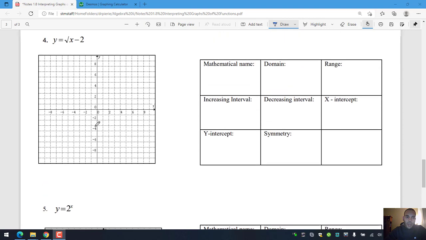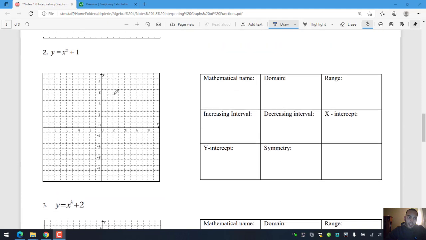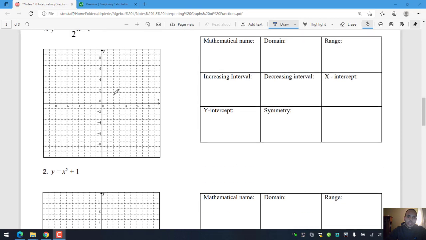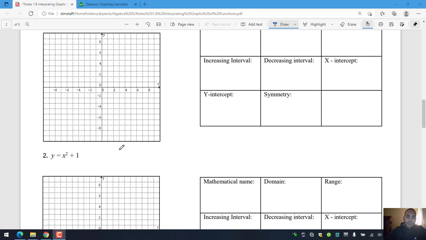But the principle we want to start talking about is we can really graph anything we want if we just have the input-output table for it. If we were able to get some points and plot the coordinates, we can still make a graph of any type of equation regardless of how ugly it is.